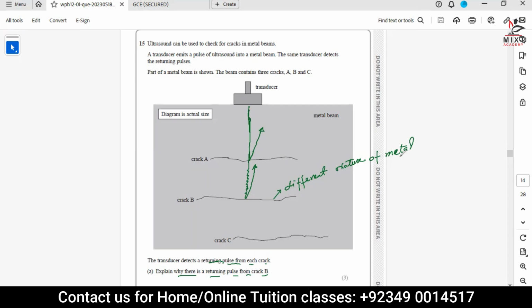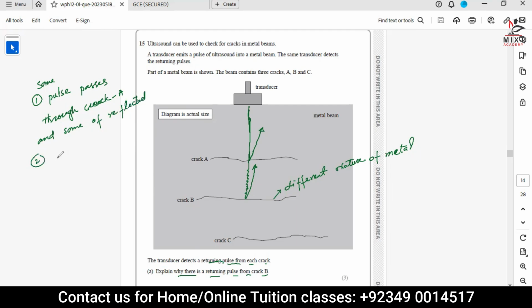Yes. Can I repeat the points? What is the first point? The first point is that some pulse passes through crack A and some is reflected.